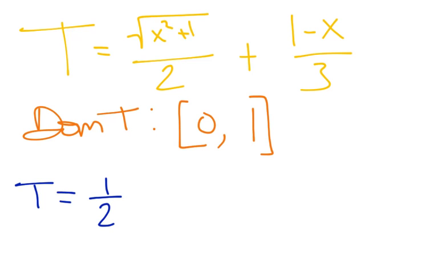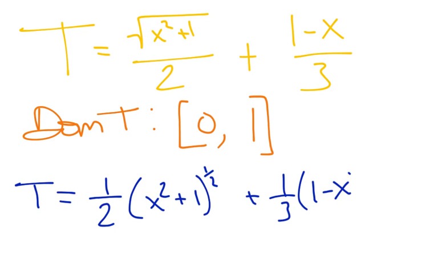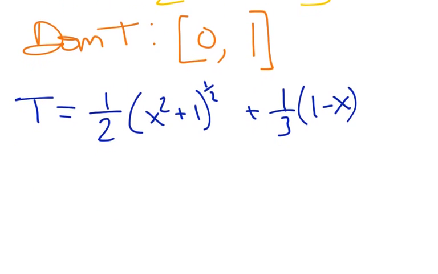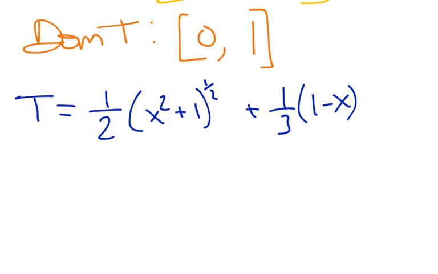Think of this as 1/2 x, the quantity x squared plus 1, to the 1/2, and then think of this as 1/3 times the quantity 1 minus x. We've talked about this before, but some of you still want to go ahead and do the quotient rule in problems like this, and it's not wrong, it's just I think you're more likely to make mistakes if you use the quotient rule at this step. So my suggestion would be to think of this as a constant multiple rule instead of a quotient rule.